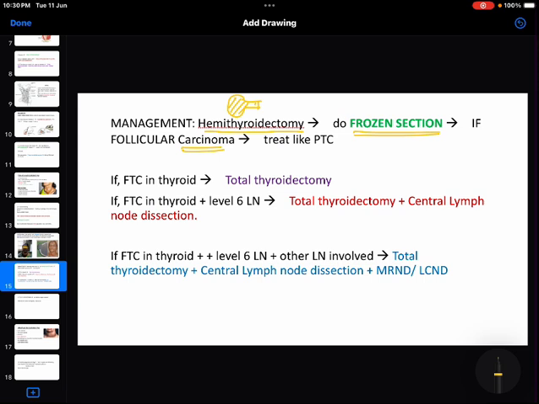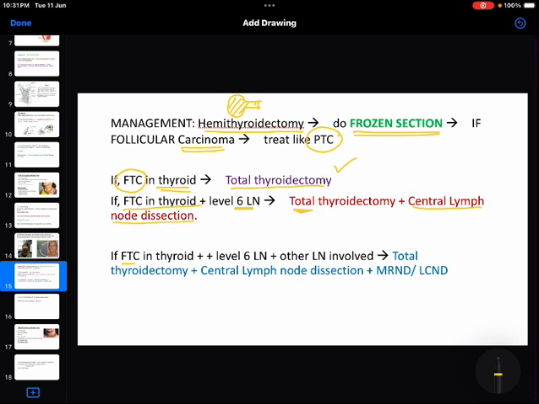If it comes as follicular carcinoma, we have to treat it like papillary thyroid carcinoma. We have already seen the treatment of papillary thyroid carcinoma. If follicular thyroid carcinoma is seen in the thyroid alone, like papillary thyroid carcinoma, we are going to do only total thyroidectomy. If this follicular thyroid carcinoma is present in the thyroid and also level 6 node metastasis, that is the Delphian node, is involved, we are going to do total thyroidectomy along with central lymph node dissection.